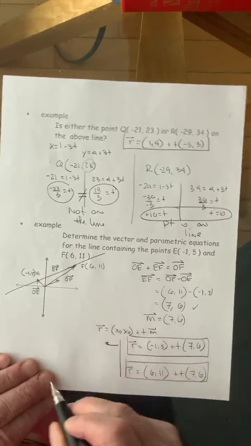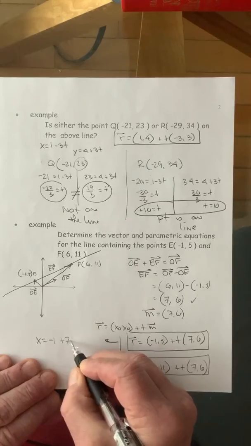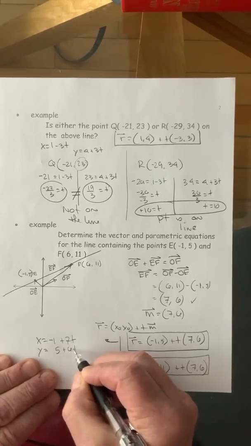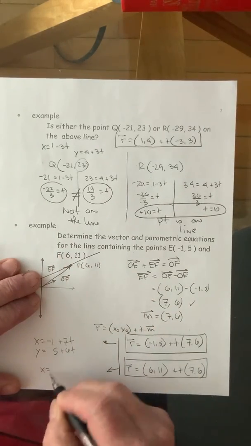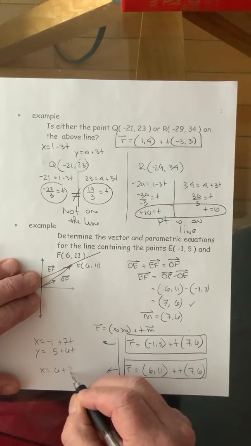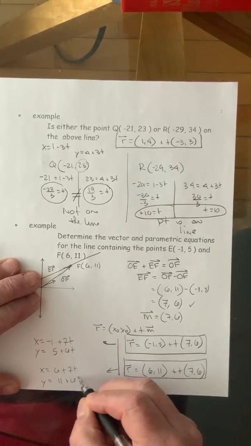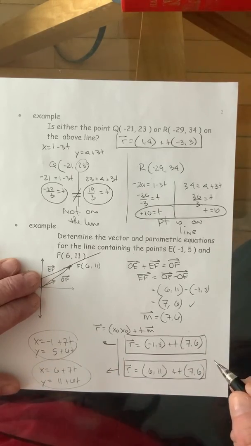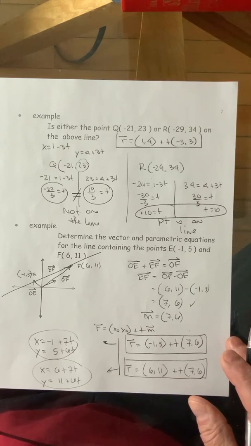They've asked for the parametrics, so I would get x equals negative 1 plus 7t, y equals 5 plus 6t. This one, x equals 6 plus 7t, y equals 11 plus 6t. Doesn't matter which one I use, I will get points on that line. This ends part one of this.